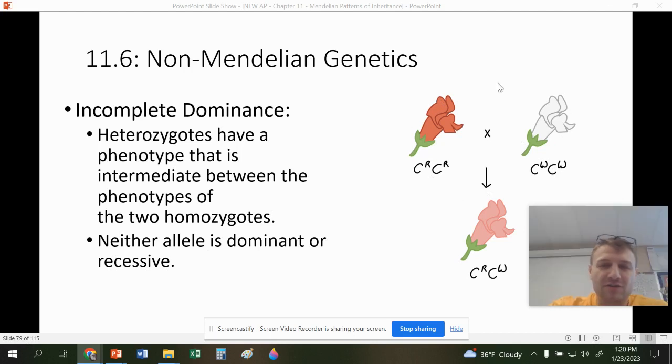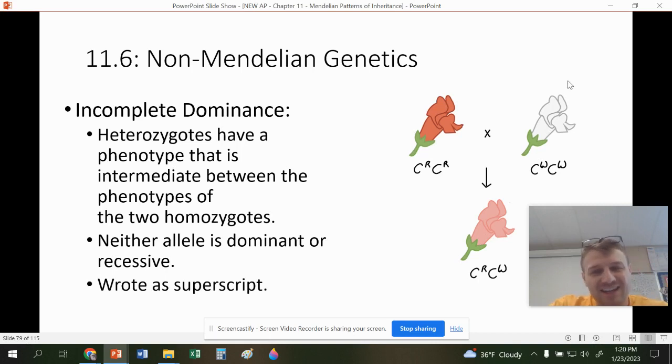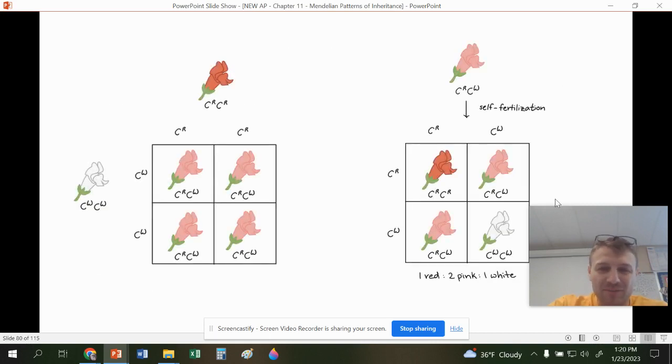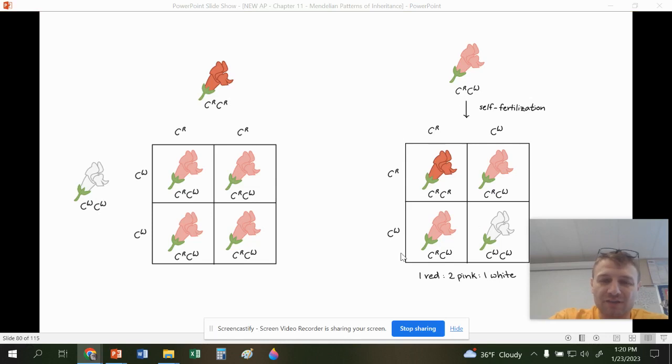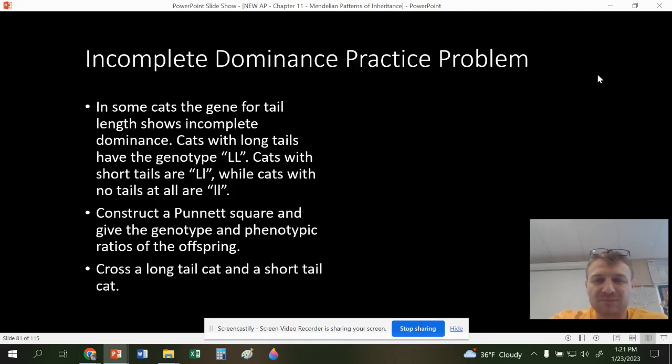Again, you have three different phenotypes here. You have red, you have white, and then you have the in-between that is the heterozygous. This looks like the blending hypothesis. However, if you cross two pink flowers in this case, you're still going to get red, you're still going to get white. The blending hypothesis states that these should all be pink. So this is not the blending hypothesis, although it does look like it.